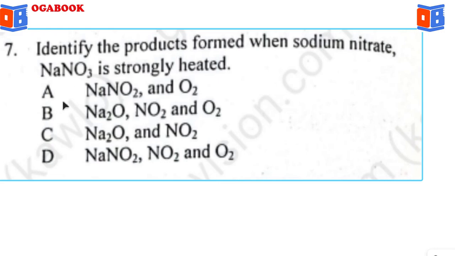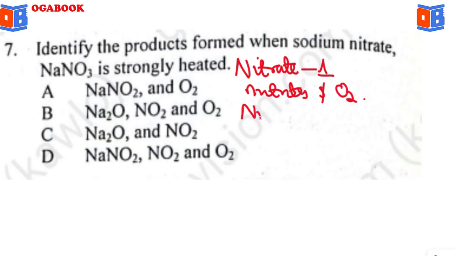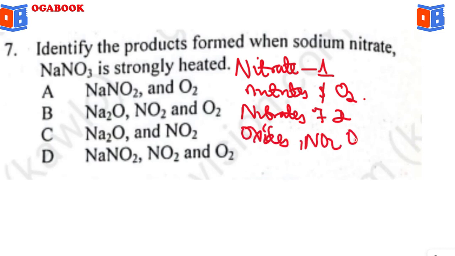Question 7. Identify the product formed when sodium nitrate is strongly heated. So nitrates of group 1 will be decomposed to their nitrites and oxygen gas, while nitrates of group 2 are decomposed to their oxide, nitrogen dioxide and oxygen. Therefore, since we are dealing with the nitrate of group 1, the products will be sodium nitrite and oxygen, making our answer A.